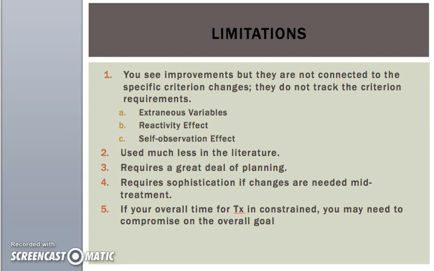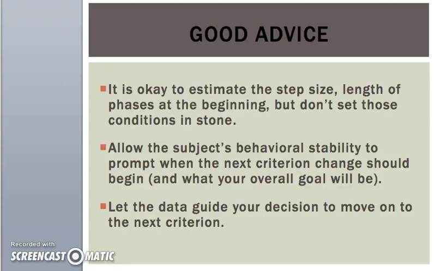A few limitations. You see improvements, but they're not connected to the specific criterion changes. That can be a problem. They could be due to extraneous variables or reactivity or self-observation. The changing criterion design is used a lot less in the literature than the multiple baseline. It requires a lot of planning and a lot of sophistication if changes to the program are needed mid-treatment. So if your overall time to treatment is constrained, you might compromise your whole overall goal, and that can be a bit of a problem.